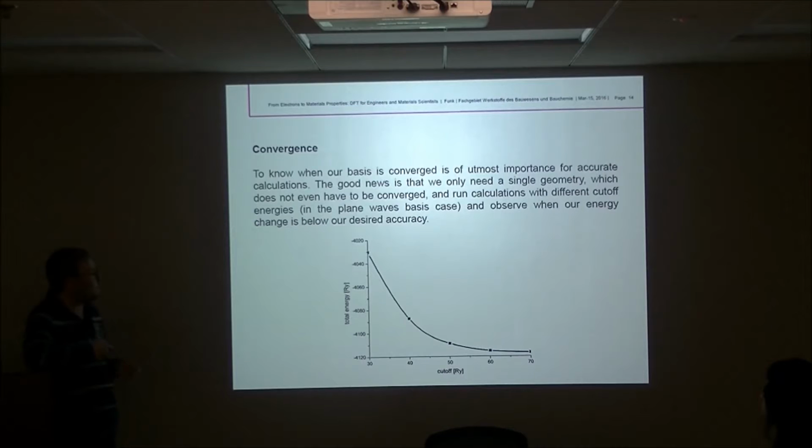It doesn't even have to be converged geometrically, right? So you don't even need a minimum or a transition state or whatever. You just take one more or less reasonable geometry for your system. It just needs to include all the atomic kinds you have in your system. You don't even need to take the same system.